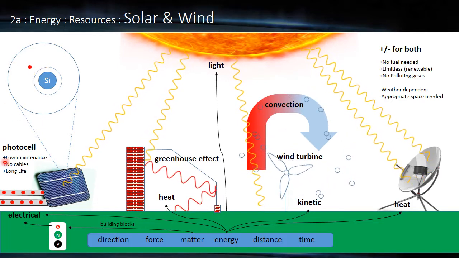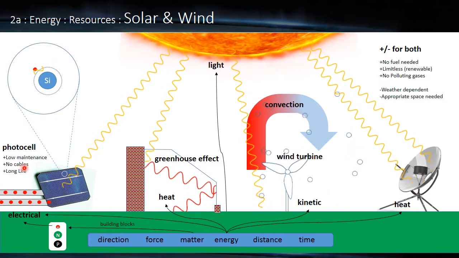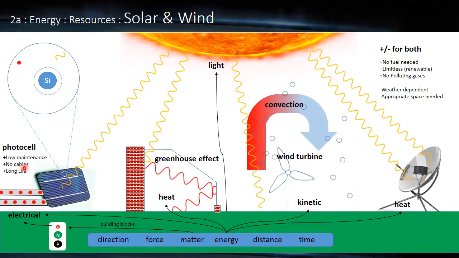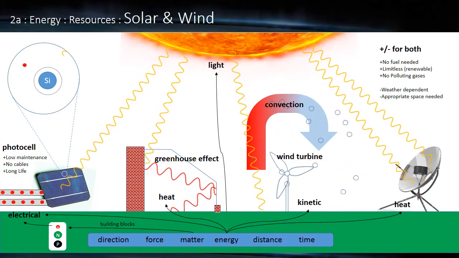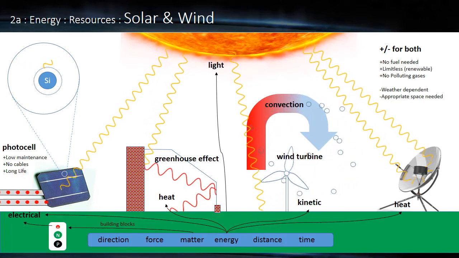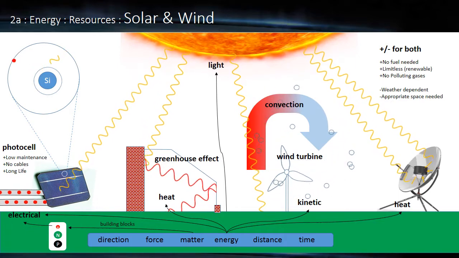Now, some of the advantages of the photocell: it's relatively low maintenance. There's no cables in the sense of a satellite or something like that, and it has a relatively long life. Moving on then, we have what's called passive solar heating. So rather than burning lots of fossil fuels, why not use the sun directly?